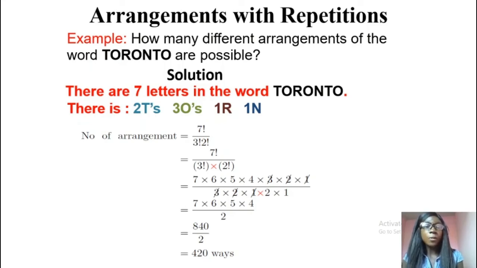So this does not mean that any 7-letter word must be arranged in 420 ways, because it depends on the repetition of the letters. So if you have a 7-letter word where there's no repetition, you might not have 420 ways.